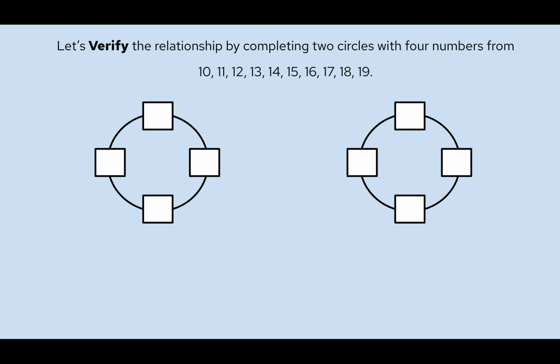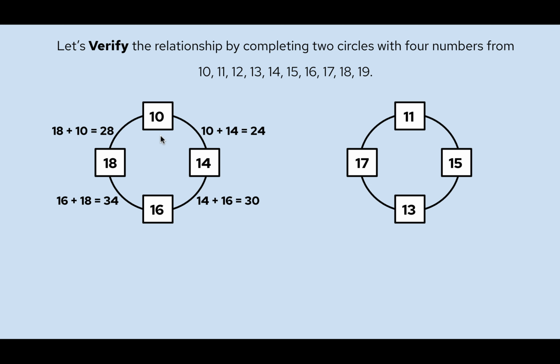So let's verify this relationship by completing 2 circles with 4 numbers. Again, we said that they all have to be odd or they all have to be even. So I started with the even ones. So 10, 14, 16, 18. So I'm going to put just odds in this one. 11, 15, 13, and 17. Let's find the sums. We get 28, 24, 34, and 30. 28, 26, 28, and 30.